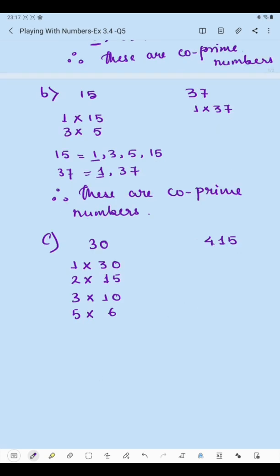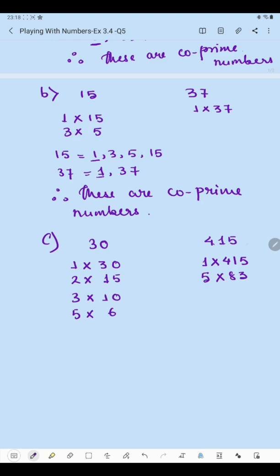Now we will have to find the factors of 415. Now 1 415 is 415. Okay, after that it cannot be divided by 2, 3, 4. So directly we can take 5. So 5 8s are 40, 5 3s are 15. Okay, so here we can see that the factors of 415 are 1, 5, 83 and 415.